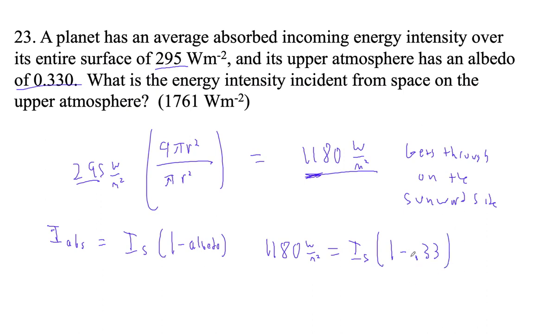Okay, so 1180 divided by (1 minus 0.33) gives 1761.19. So this is what comes from the sun, hits the upper atmosphere. This is what makes it through the atmosphere. Divided by 4, this is what's spread out all over the entire Earth, okay?